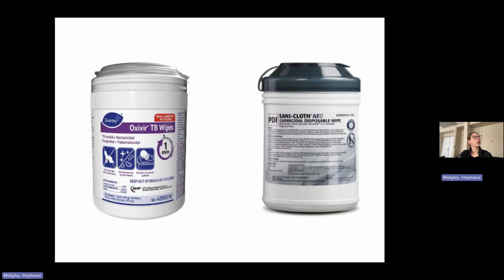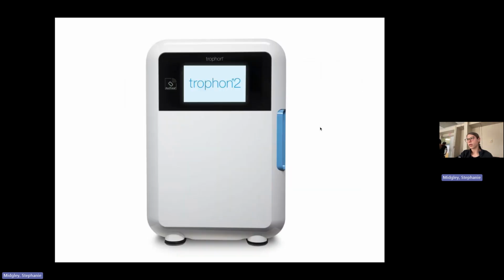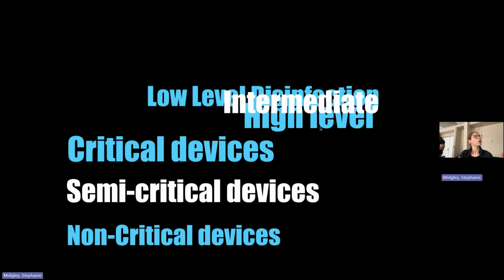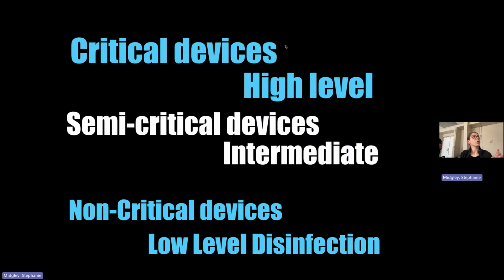Most of the wipes that we use, like the Oxivir, the gray top wipes, the hydrogen peroxide, all include TB. So those are intermediate level. Your Trophon, like you said, is high level disinfection. Essentially your critical devices fall under high level. Your semi-critical devices typically fall under intermediate. The exception is your transvaginal probes, which have to have high level disinfection. So if you're going to have transvaginal probes, you have to have Trophons.